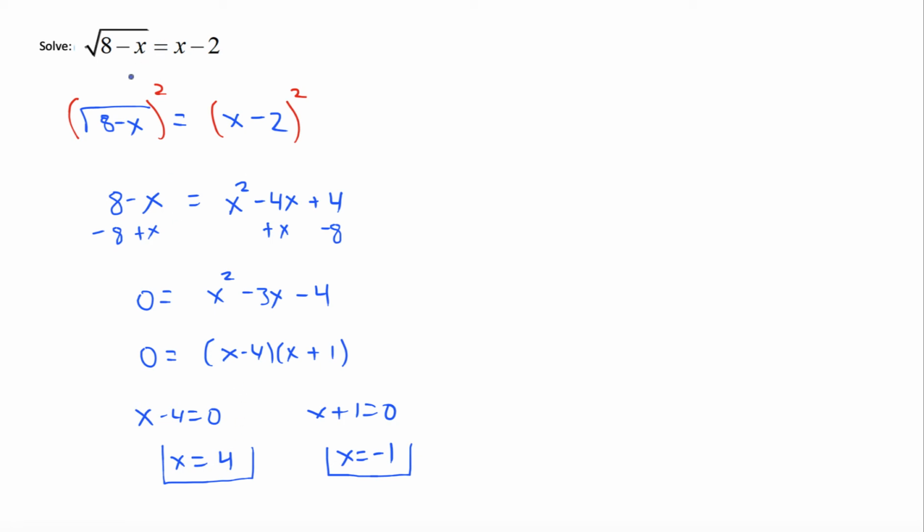Let's try the 4. So we get radical 8 minus 4. Does that equal 4 minus 2? Well, 8 minus 4 is 4, which is radical 4, and that gives us 2. And of course, 4 minus 2 is just equal to 2. So that checks out, and this is a good answer.